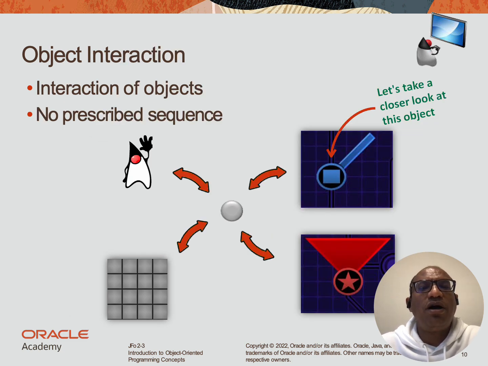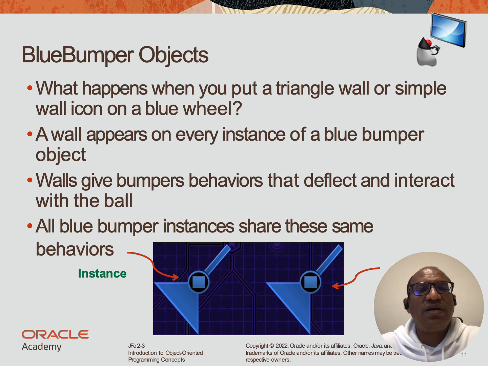In object-oriented programming, objects don't run in a strict order. They interact dynamically, just like in our puzzle game. Try placing a triangle wall on a blue bumper. Notice how every instance of blue bumper behaves the same. That's because they share the same class blueprint. A blue bumper is an object, and every instance of these objects will share the same behavior when interacting with the ball. These behaviors may include deflection via the triangle or the simple wall.